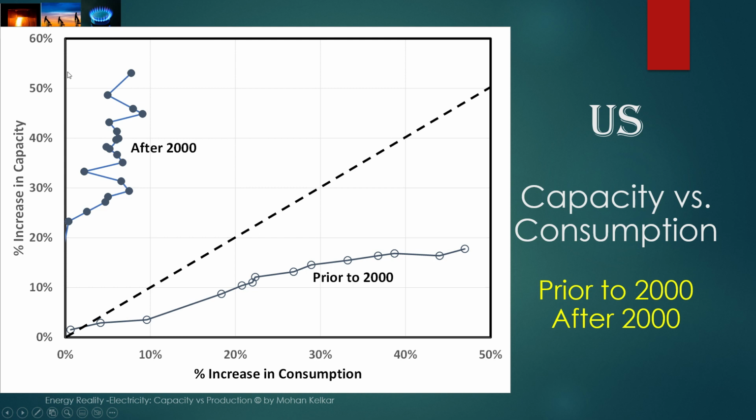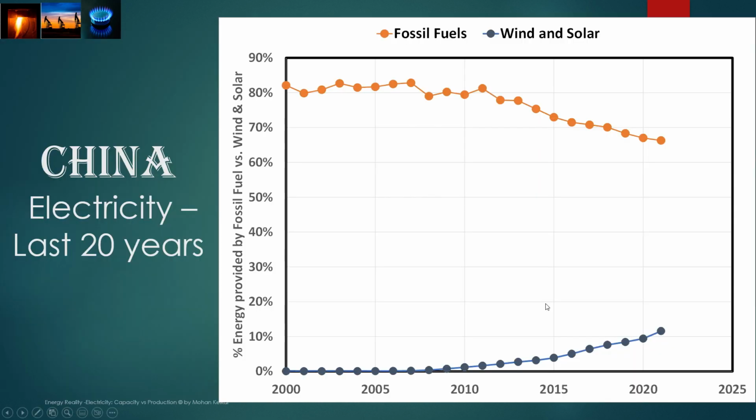So you're building the power plants at a much higher rate, of course investing a significant amount of capital cost to compensate for the reduced capacity factor of wind and solar. Same thing is true with China. Again, from 2009 onwards, wind and solar started contributing a bit of electricity. Right now it's about 11%, and the fossil fuel electricity has gone from 80% to about 68%.